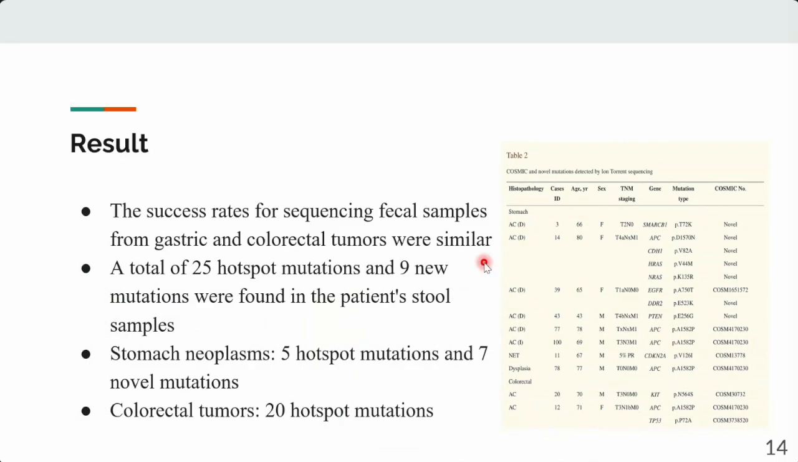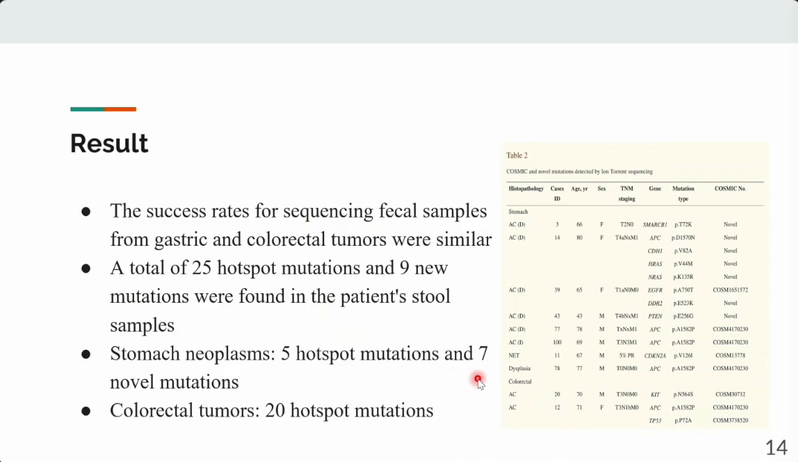In the study, sequencing success rates were 78% for stomach neoplasia and 87% for colorectal neoplasia. They identified 25 hotspot mutations, with 20 in colorectal and 5 in stomach neoplasia, plus 9 novel mutations. In stomach neoplasms, 5 hotspot mutations were detected in APC, CDKN2A, and EGFR genes, and 7 novel mutations in genes including APC and CDH1.